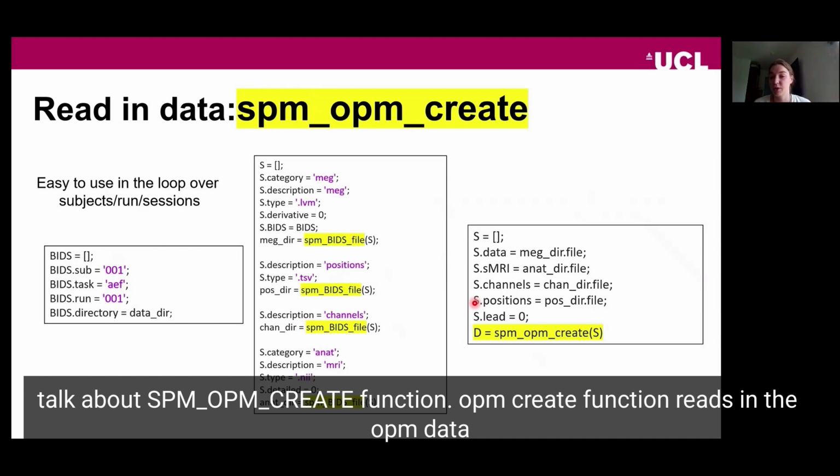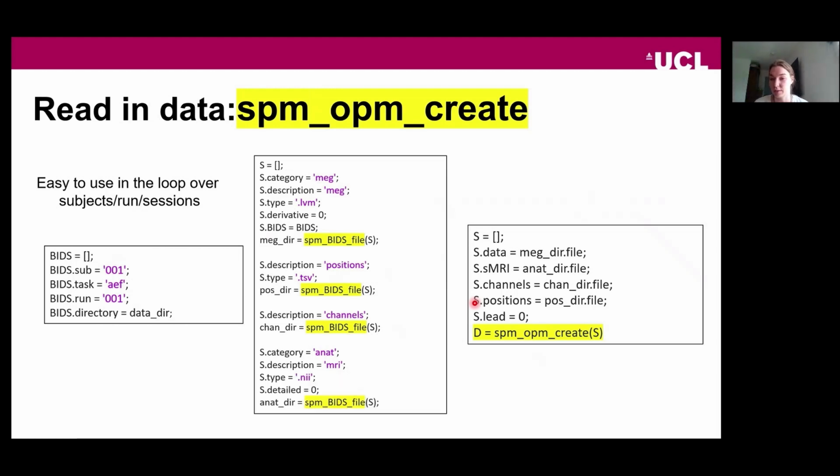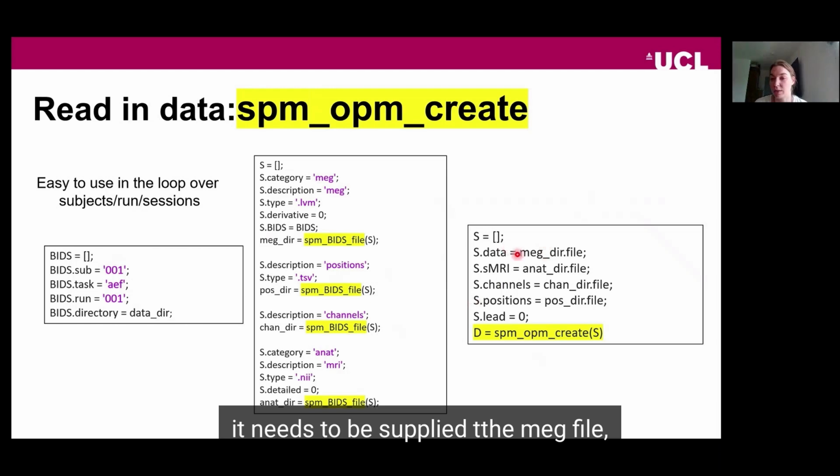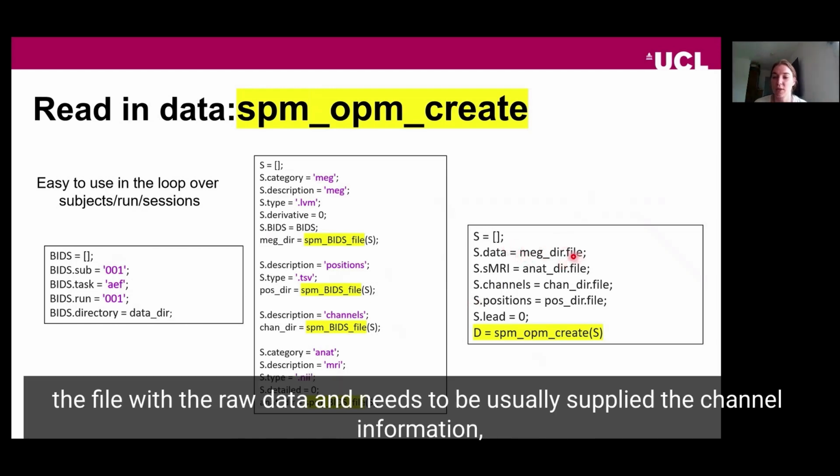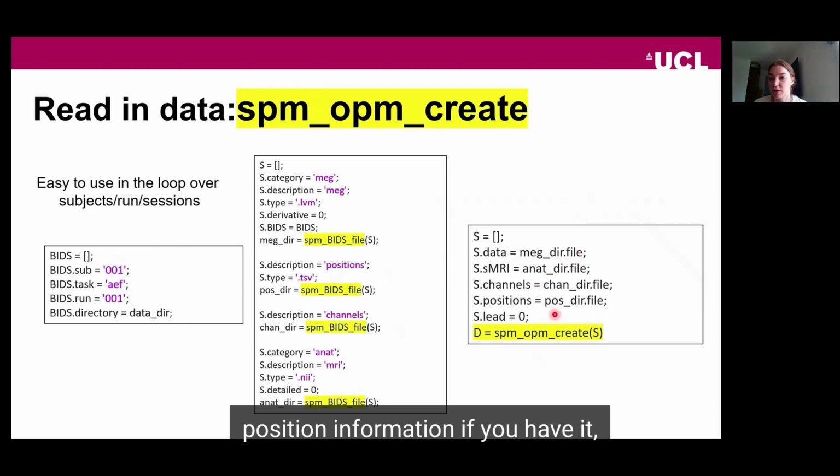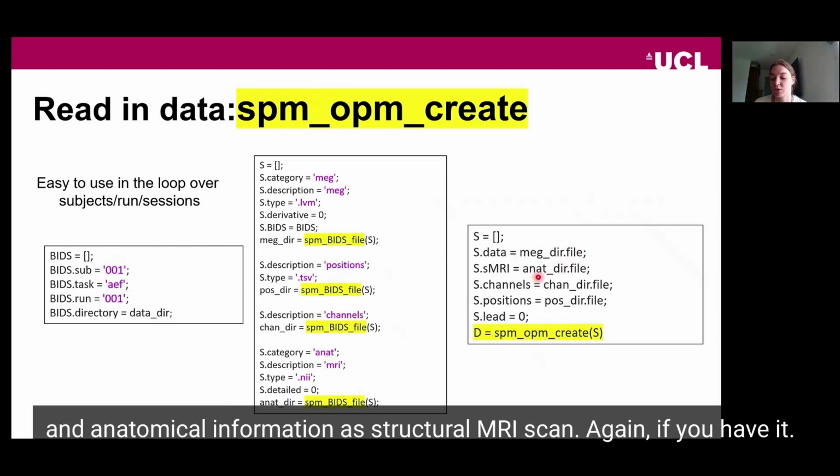The SPM OPM create function reads in the OPM data. It needs to be supplied the MEG file, the file with the raw data, and usually needs to be supplied the channel information, position information if you have it, and anatomical information, a structural MRI scan, again, if you have it.